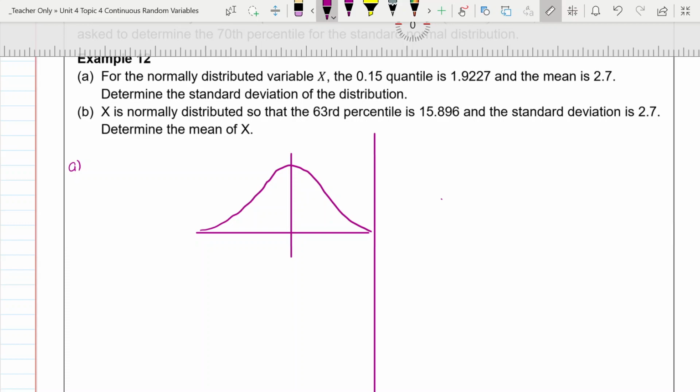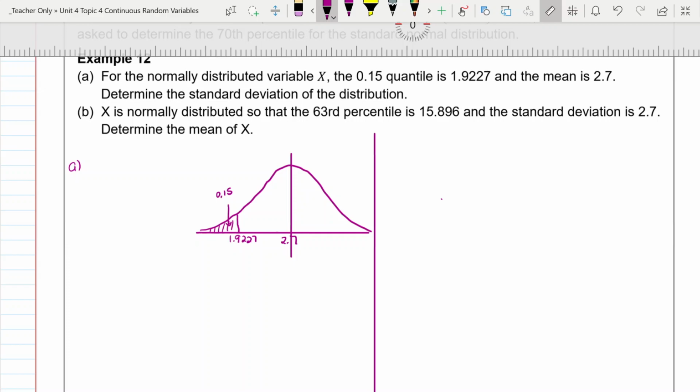So 0.15 is a really small area. So they've given you 0.15. So it's that little area there, because it's the value of the area under the curve less than or equal to a value. And they've told you it's 1.9927. They've also told you that you've got a mean of 2.7. So that kind of makes sense. 1.9 is less than 2.7. So where I've drawn my values makes sense. And we're looking for the standard deviation.